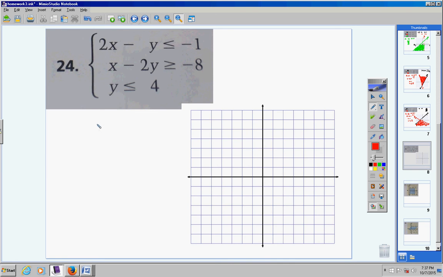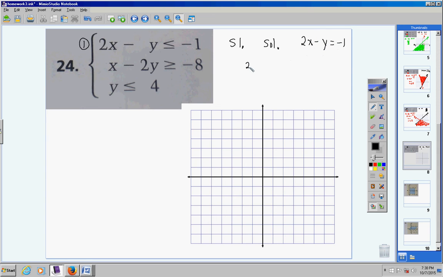So here we go. Excuse me. Okay, number 24. We'll call that inequality number 1. Now I notice I have an x and a y, so it's going to be a slanted line. I have an equal sign, so it's going to be a solid line. And look what I got, students. I've got x then y then a -1. Well, that lends itself to the double intercept method so nicely.